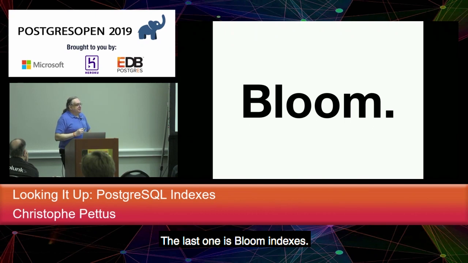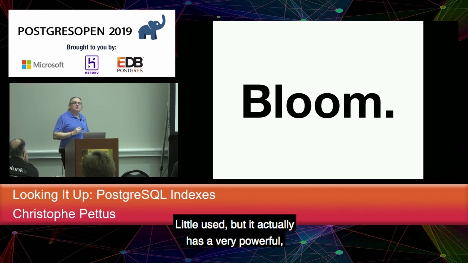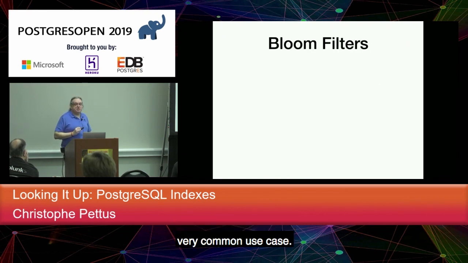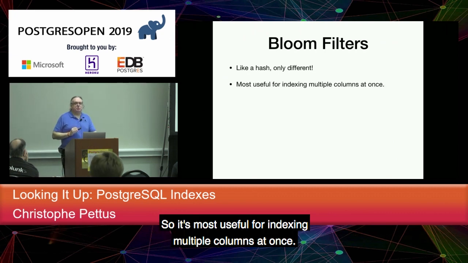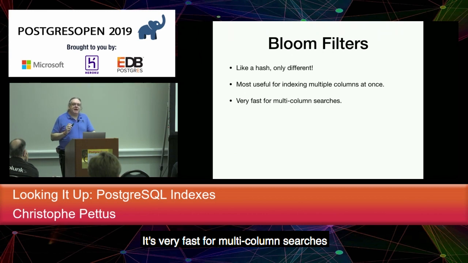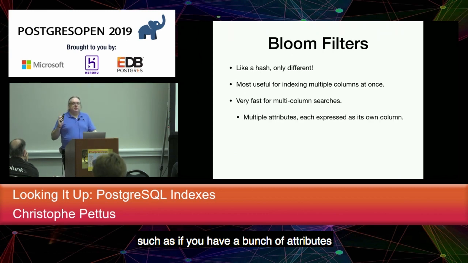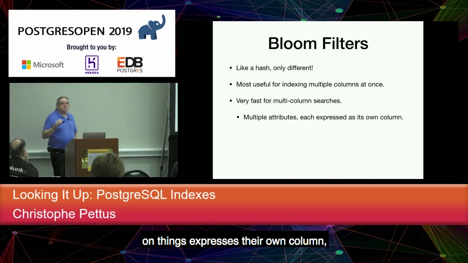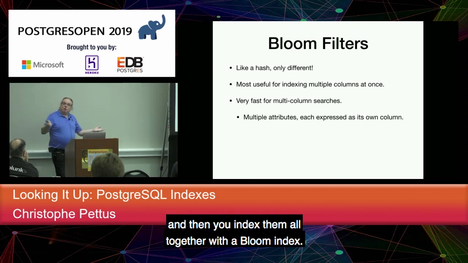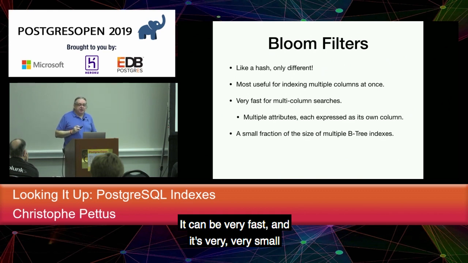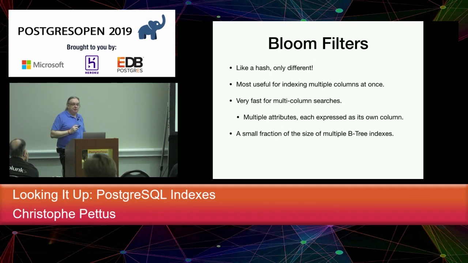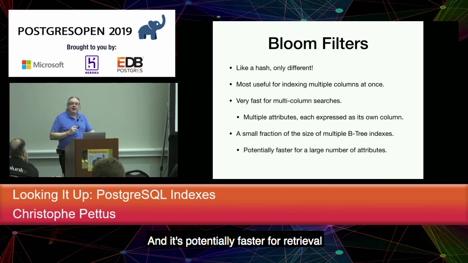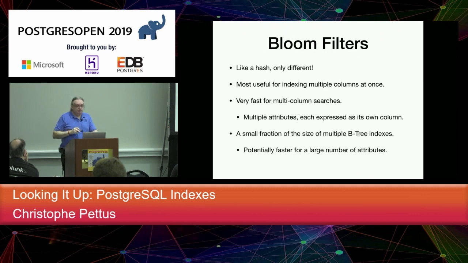The last one is Bloom indexes, which is an extension in contrib. Little used, but it actually has a very powerful, very common use case. It's like a hash, only different. It's most useful for indexing multiple columns at once. It's very fast for multi-column searches, such as if you have a bunch of attributes on a thing, each expressed in its own column, and then you index them all together with a Bloom index. And it's very, very small compared to creating a B-tree index on each column individually. And it's potentially faster for retrieval for a very large number of attributes.